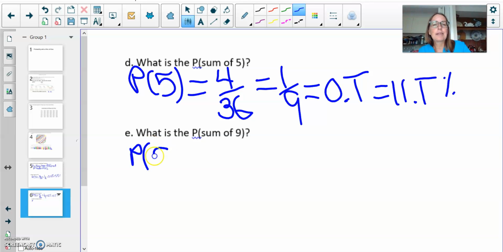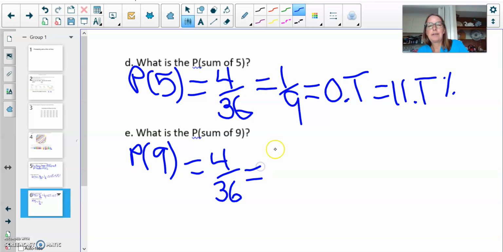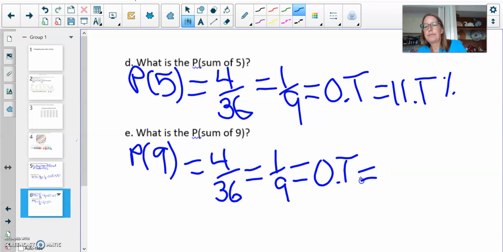And the probability of the sum of 9: (5, 4), (4, 5), (6, 3), (3, 6). So that is also 4/36, 1/9, 0.11 repeating, 11.1 repeating percent.